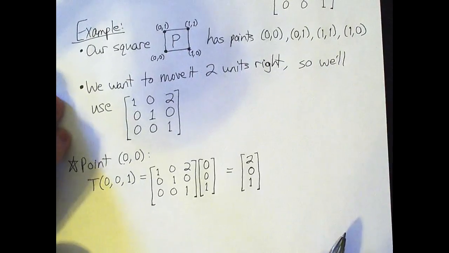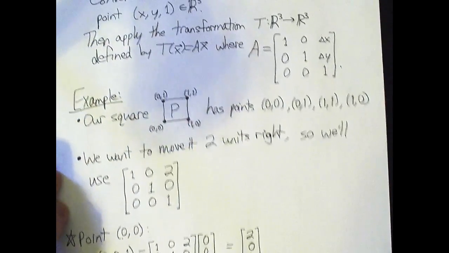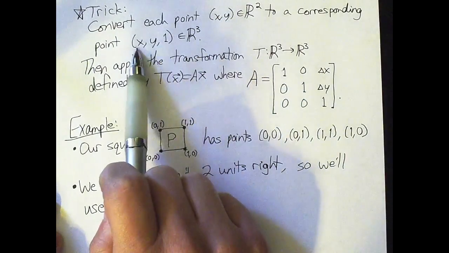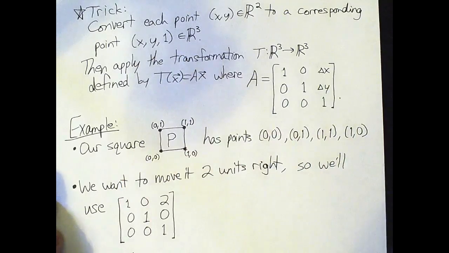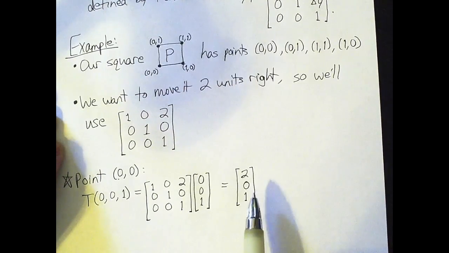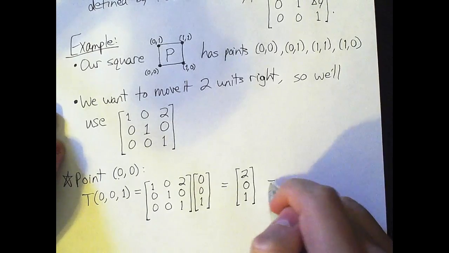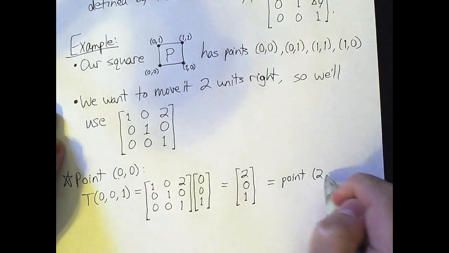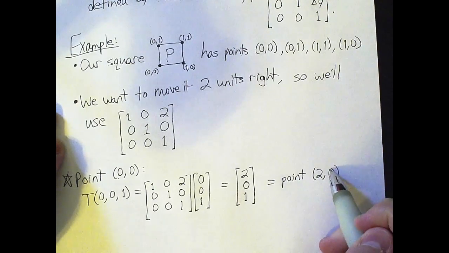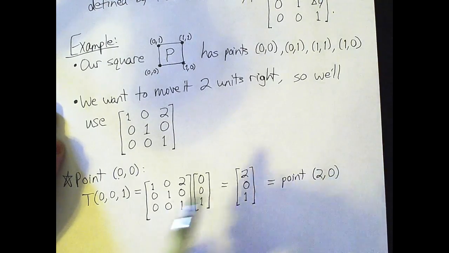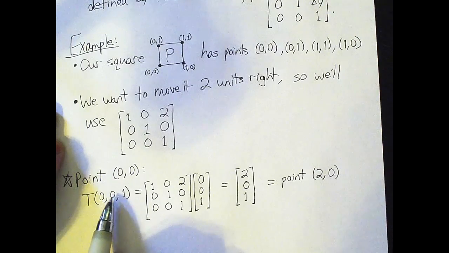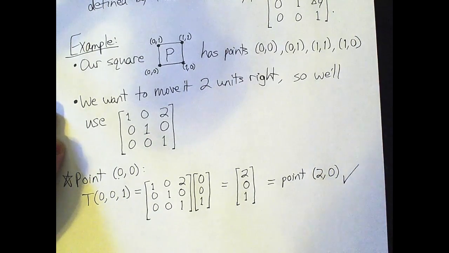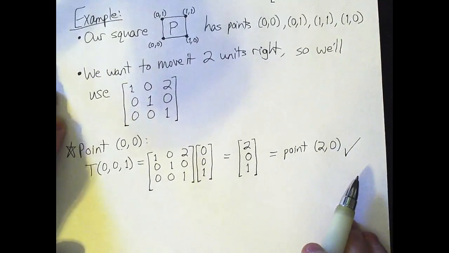Now let me just show you something up above. I said that we convert each point x comma y to be x comma y comma 1. Now that we got the result, we convert it back. Just take the first 2 coordinates and say this corresponds to the point 2 comma 0. We basically get rid of the 1. Just ignore the 1. So my point 0 comma 0 did get sent to 2 comma 0. That's what we wanted. We wanted it shifted 2 units to the right.